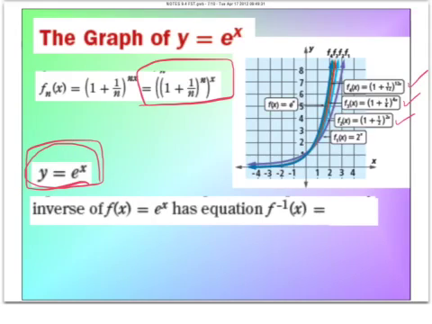y equals e to the x power is an exponential equation. You might be used to looking at these exponential equations like 2 to the x. This is e to the x. What it is, it's an exponential function with just base e. Remember that e is approximately 2.7 and so forth for numbers.